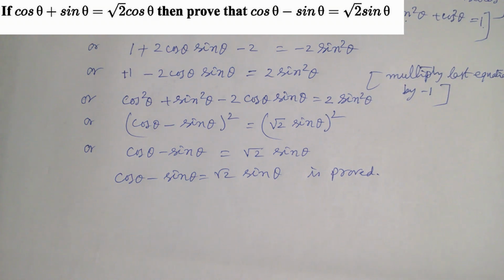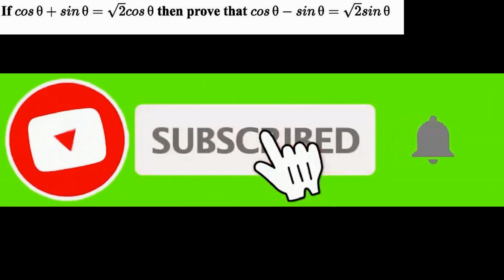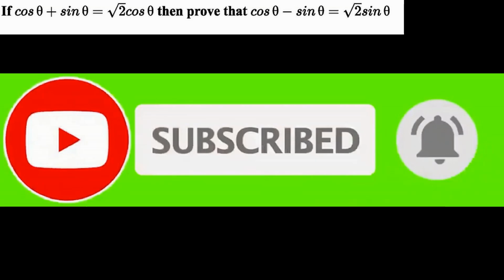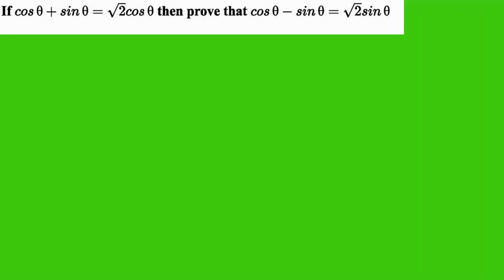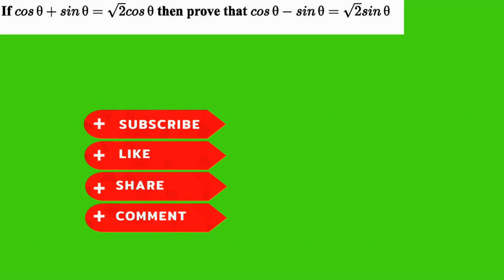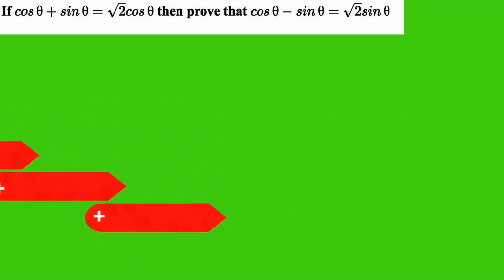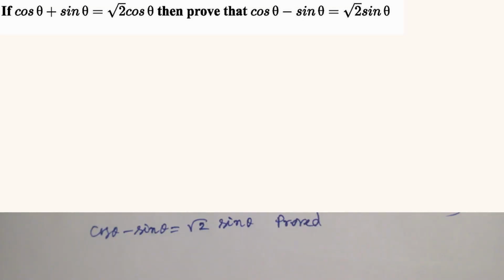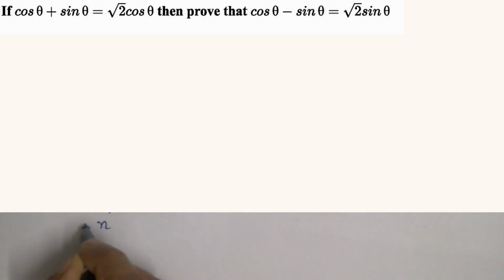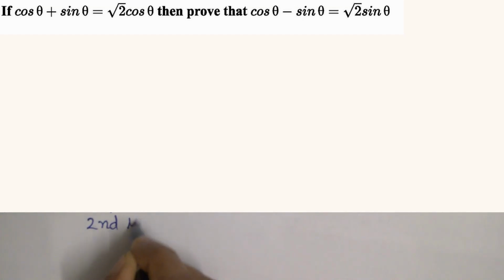Now see, equation 2 can be proved by another method also. So now we can use another method. We are calling that the second method.